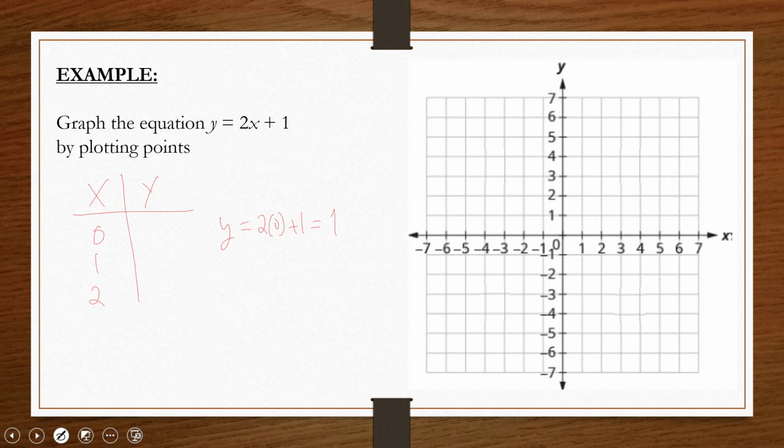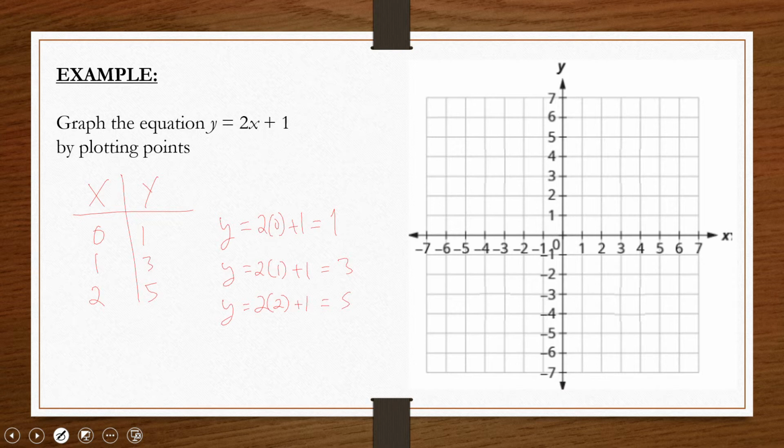And so I can put that into my list. Repeating this process for the other two, I get 2 times 1 is 2, plus 1 gives me 3. And when I substitute in x equals 2, I get 2 times 2 is 4, plus 1 is 5. So now I've created a list of x, y ordered pairs. Let's plot each of those individually.